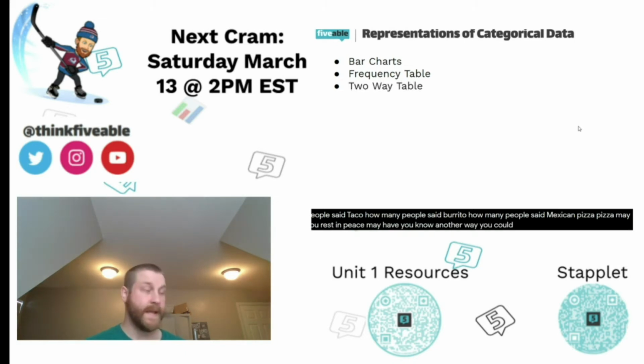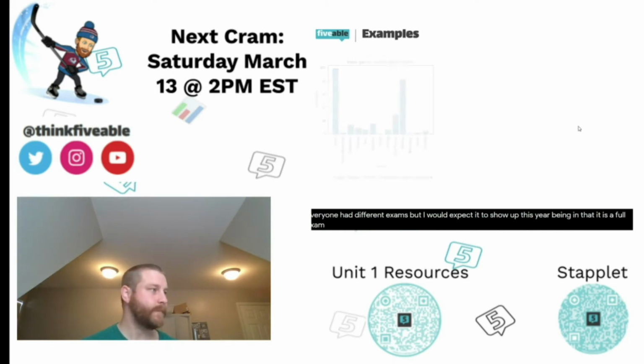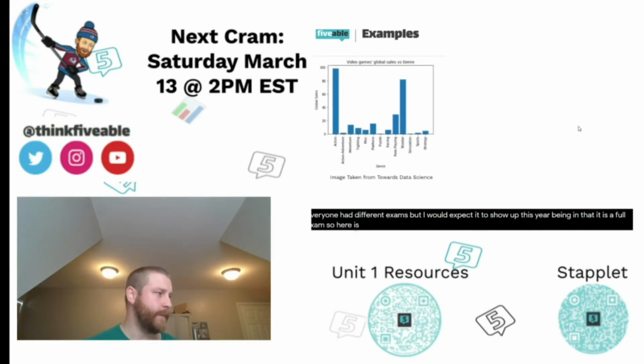Another way you could represent that is a two-way table, which is when you have two variable data. So we're not going to spend much time on that today, or even next week, really, because that shows up a lot in the probability chapter, unit 4. So that'll be in a few weeks. Also, you have a mosaic plot, which is something they added into the AP curriculum last year. It didn't show up on the exam, at least none of the options that I saw, since everyone had different exams. But I would expect it to show up this year, being that it is a full exam. So here is an example of a bar chart. Okay, so you can see that everyone falls into a category.